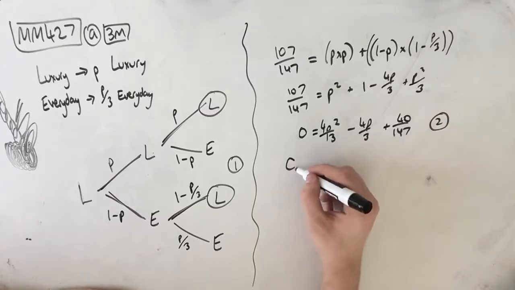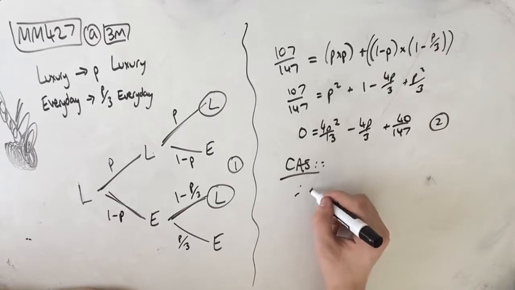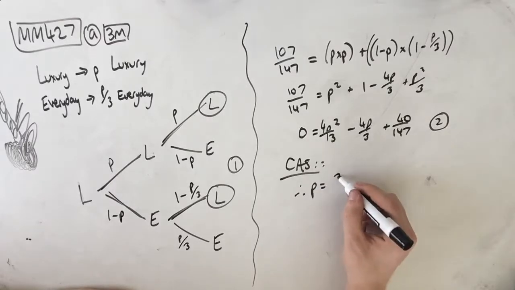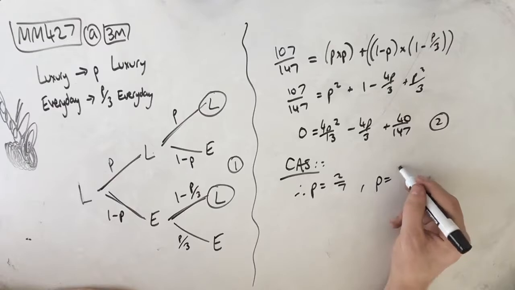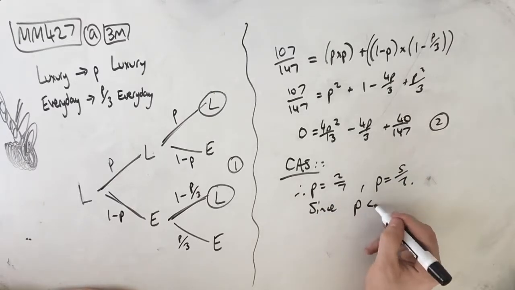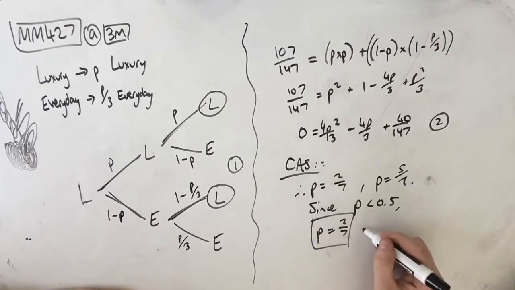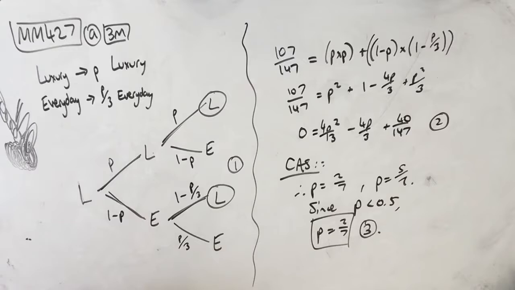And then we can chuck this into our CAS because we have our calculator available and say that therefore P is equal to 2 on 7 or 5 on 7. Now, since the question tells us that P is less than 0.5, P equals 2 on 7. And that is our final answer and our third mark for part A. Guys, that's it for that. Let's move on to part B.